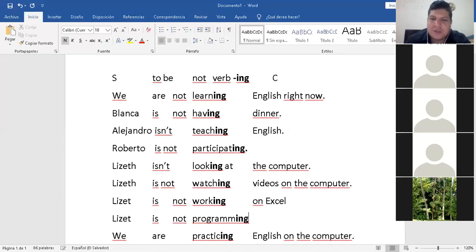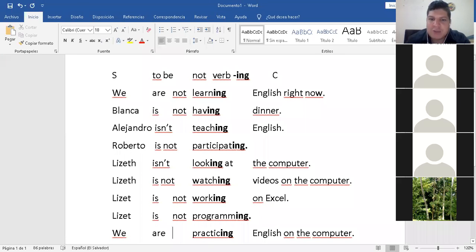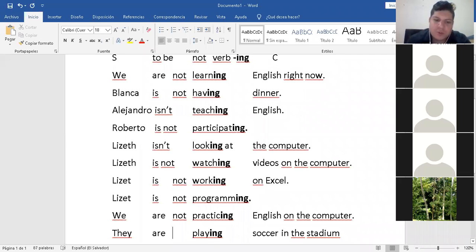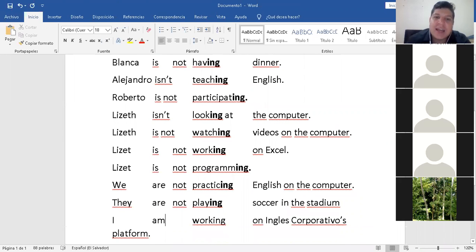Programming. Good. Fantastic. So, how do you say no estamos practicando inglés en la computadora? We are not practicing English on the computer. Good. Ellos no están jugando fútbol en el estadio. They are not playing soccer in the stadium. Yo no estoy trabajando en la plataforma de inglés corporativo. I am not working on English corporativo. In this one, guys, remember, it's a proper noun. Es un nombre propio. Por eso es que no hay necesidad de traducirlo.